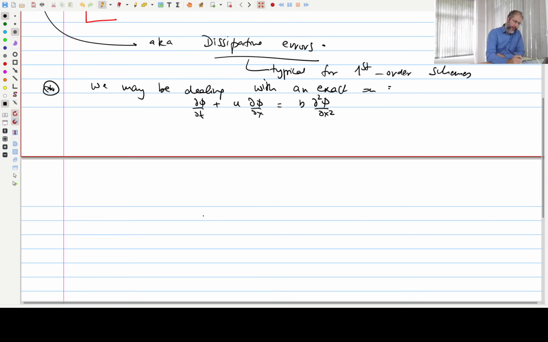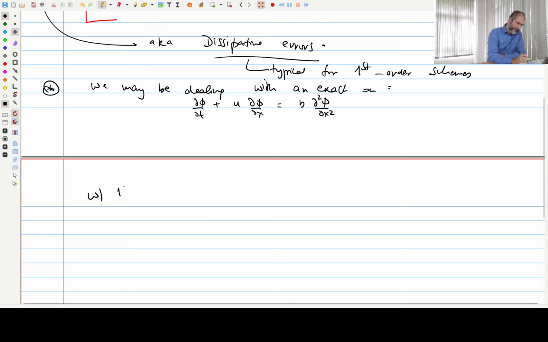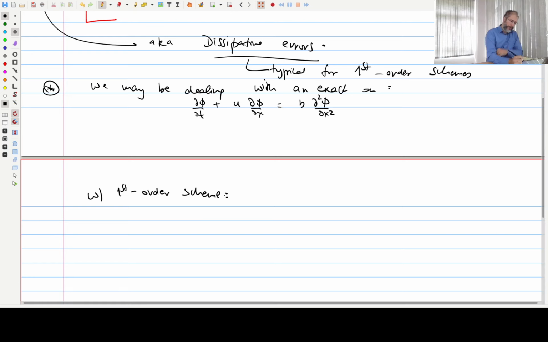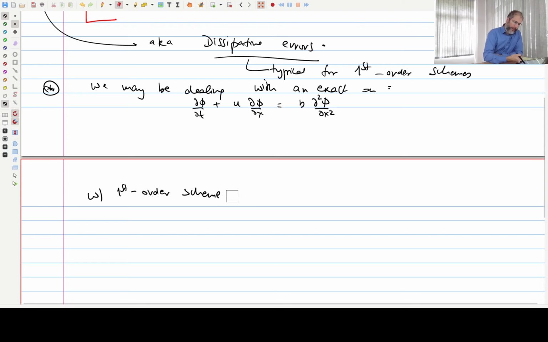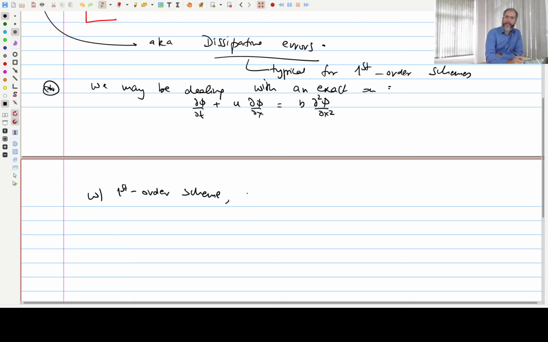So with a first order scheme, the modified equation, can anyone guess how the modified equation will look for this equation with the first order scheme?